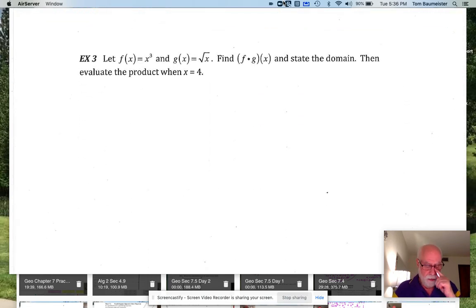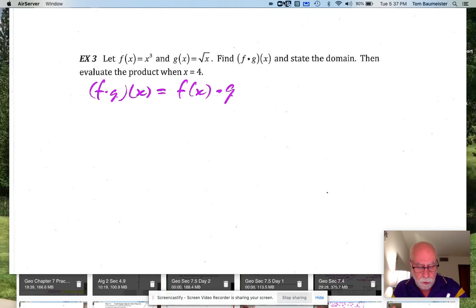Example 3, let f of x equal x cubed, and let g of x equal the square root of x. Find f times g of x, and state the domain, then evaluate the product when x is equal to 4. So on this one here, we can say f times g of x is again f of x times g of x. Let's make that look a little more like a multiplication dot.